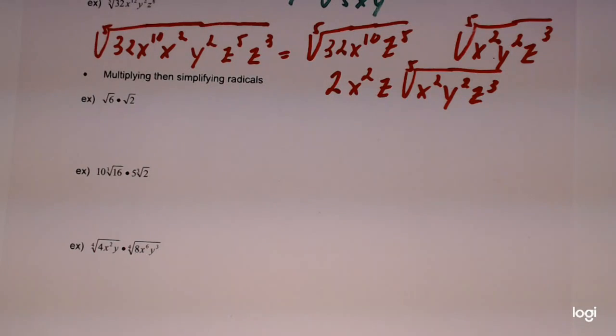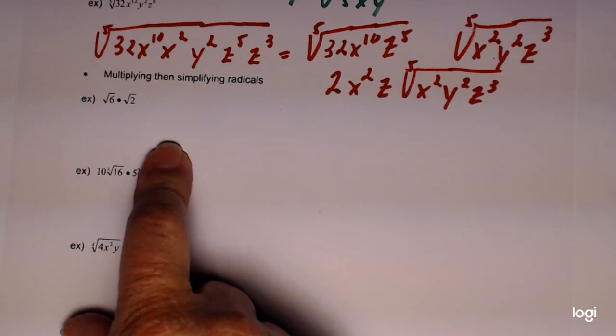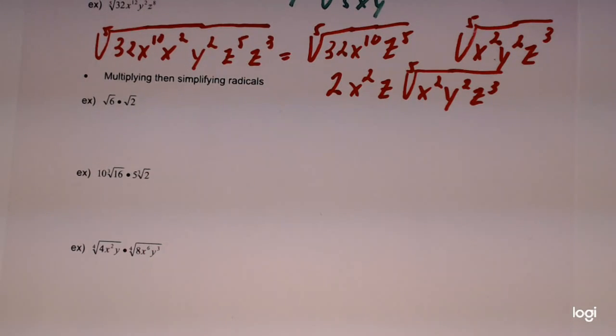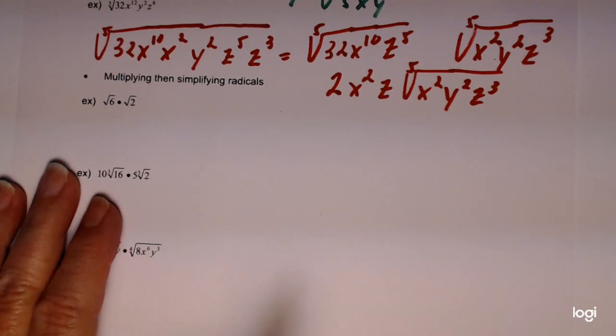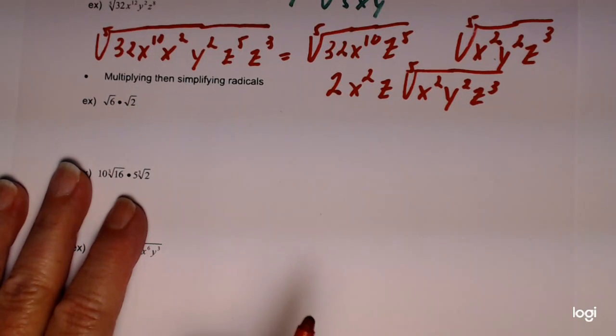But now that we do know how to simplify, we're going to look at examples where we're going to multiply, and then there's some simplification that will need to occur. So there's going to be two approaches. I'll show you both, and then you can decide which works better for you. The first approach is just to do the multiplication that you see.